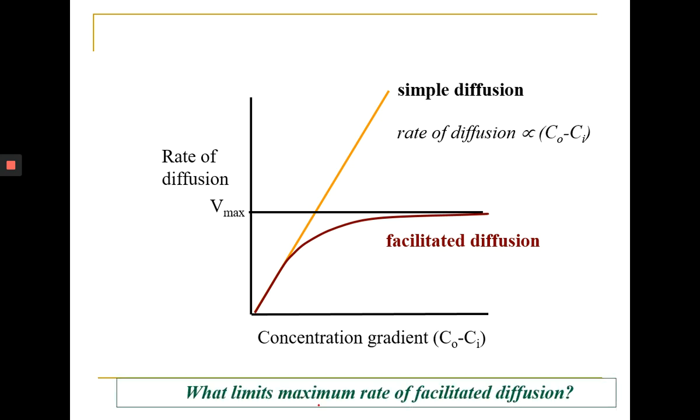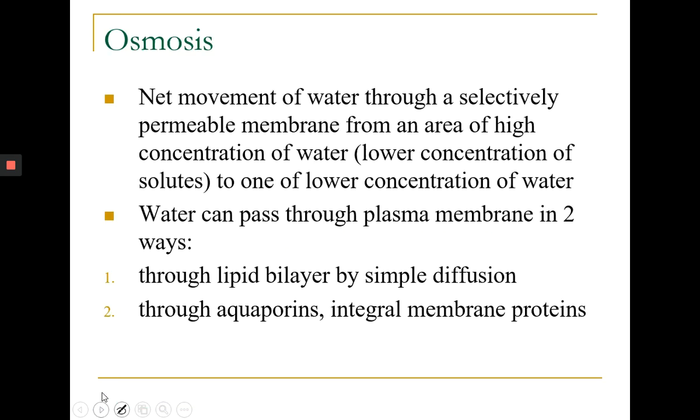Then what limits the maximum rate of facilitated diffusion is the number of carriers. Now we come to another kind of passive transport, but this is a special kind of passive transport. We call it osmosis.